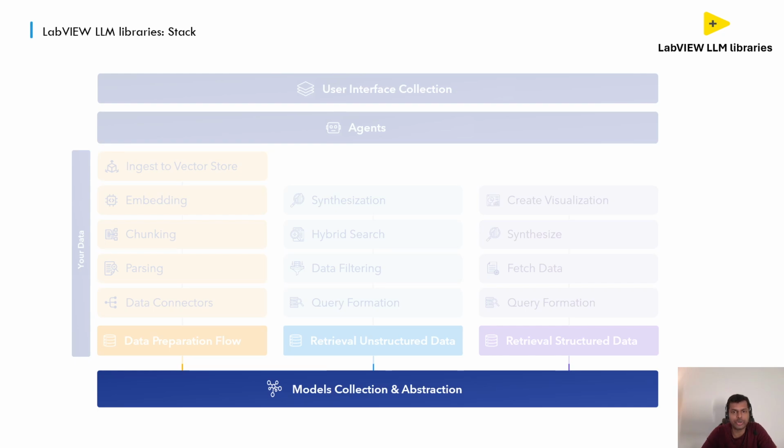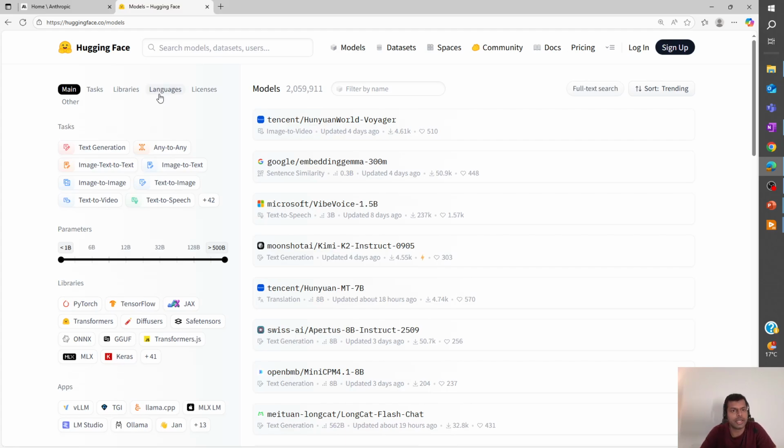Before jumping into LabVIEW and showing you how easy it is to use these models in LabVIEW, I want to talk about models in general. If you look at large language models, these are generative models, which means that during inference, they can take some inputs and provide some outputs. The inputs can be text, image, audio, videos. Similarly, it can also generate text, image, audios, and videos.